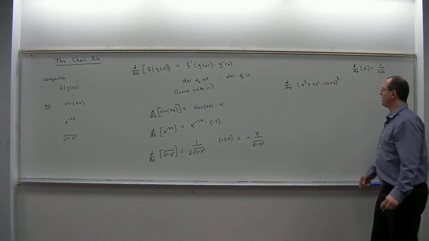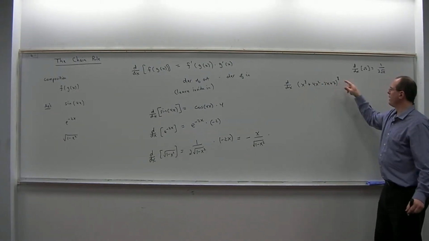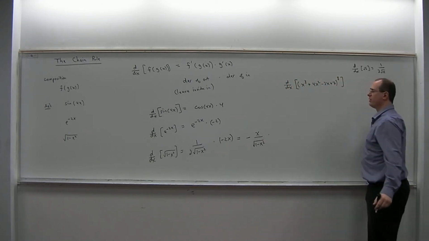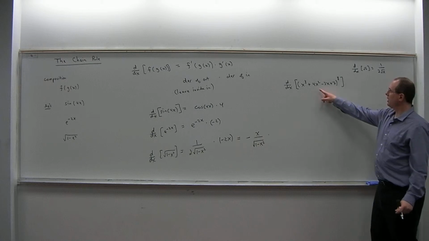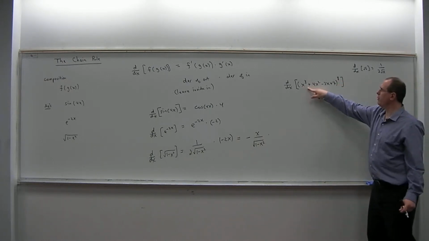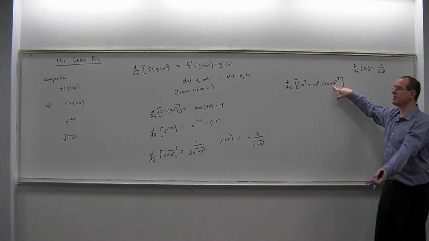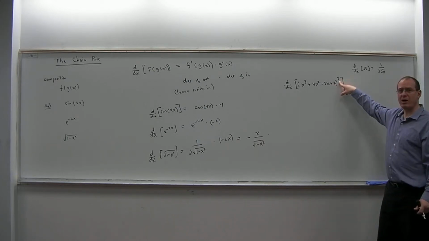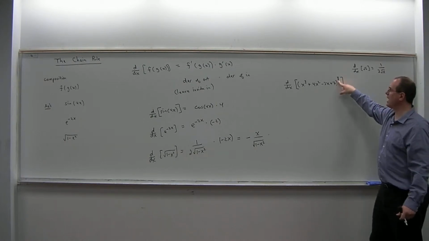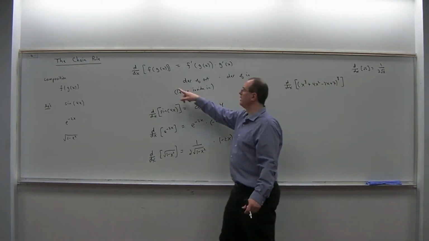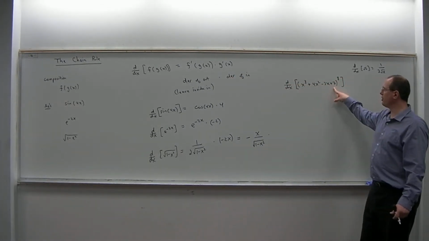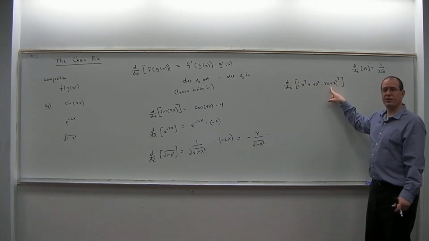Let's say we have this cubic polynomial raised to the 8th power, and we want the derivative of that. So this function is a composition. The cubic polynomial is sitting inside of the 8th power function. So the outside function is the 8th power function, that would be the function f. And the inside function is the cubic polynomial, that would be the function g.